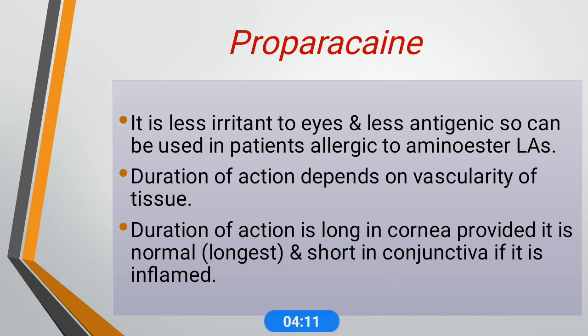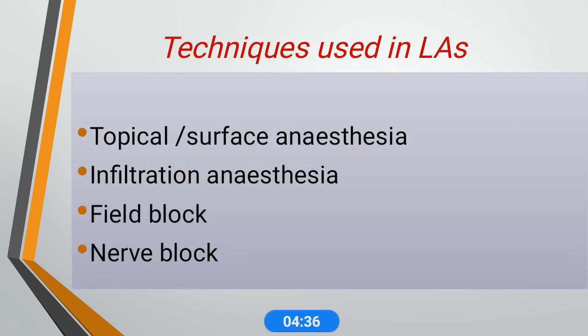Proparacaine is less irritating to the eyes and less antigenic, so it can be used in patients allergic to amino ester local anesthetics. Duration of action depends on the vascularity of tissues. Duration of action of proparacaine is long in the cornea, provided it is normal, and shortest in the conjunctiva if it is inflamed.